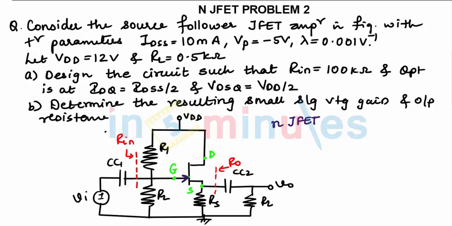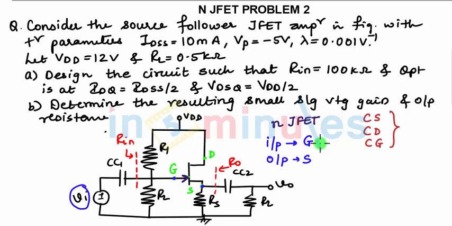Now to identify the configuration, again you have common source, common drain, common gate configuration. From these three, which is the configuration? Look at the input port. If you see, input Vi is applied to the gate. From where are we taking output? From source. Output we are taking from source. So which terminal is left out from these three? We have used gate and source. So it is common drain configuration for N JFET.